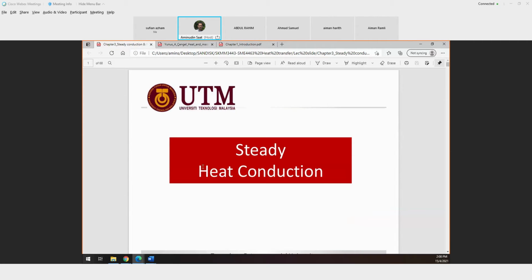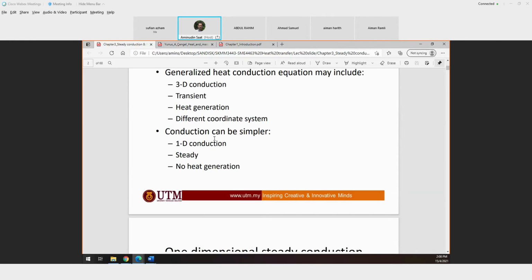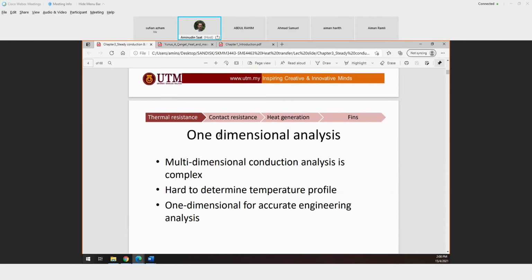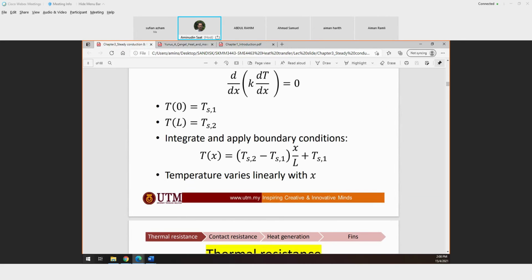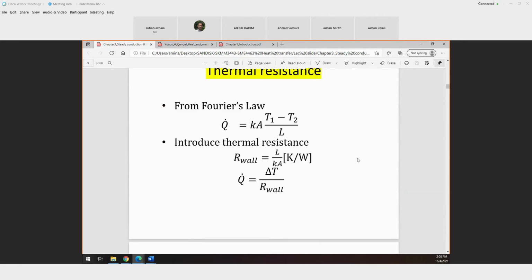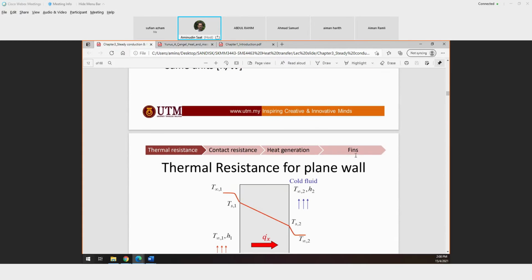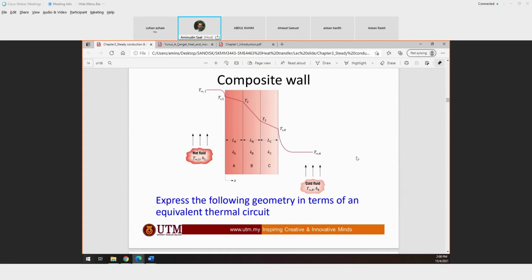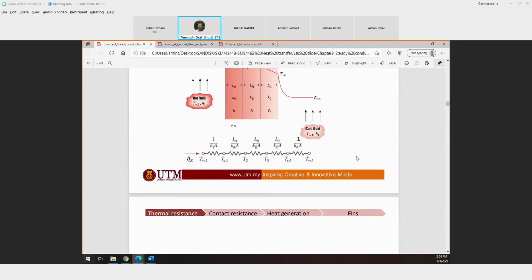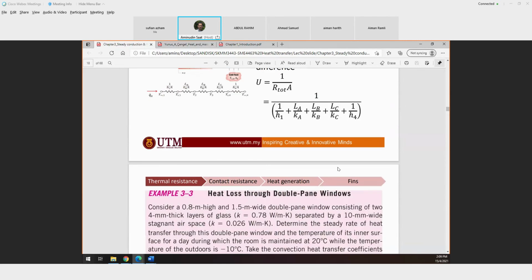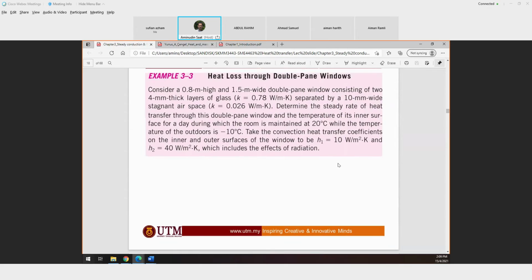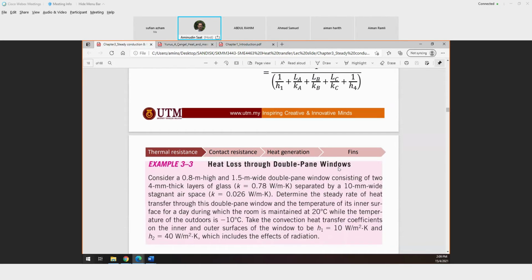So back to our topics in chapter 3. Any questions from yesterday's class? Or probably any question related to the example that you have learned or checked in the textbook, or you have tried some other example. The good thing about this textbook.